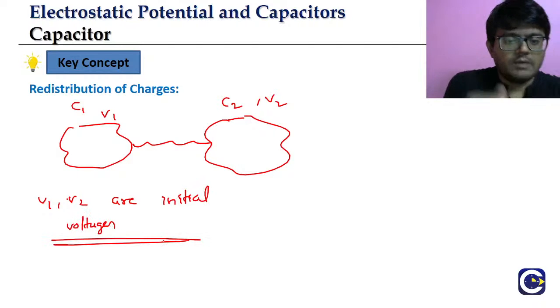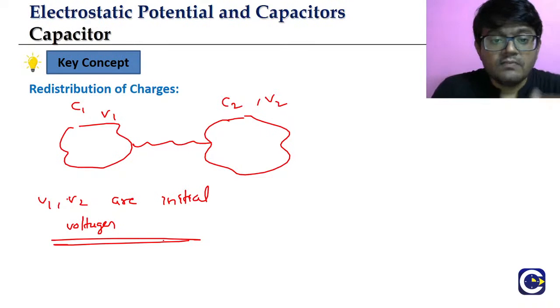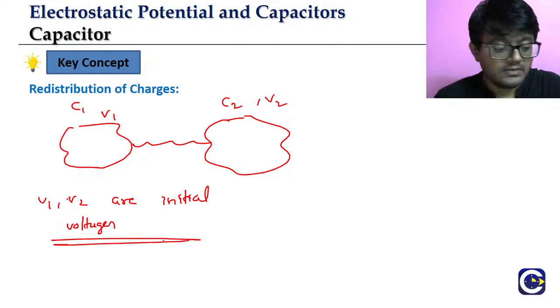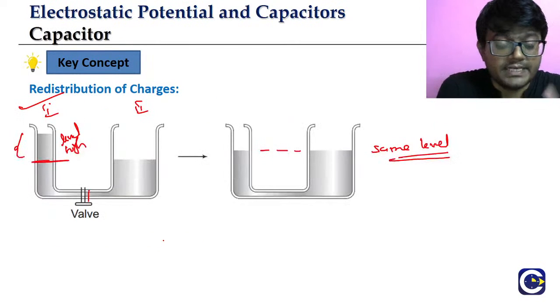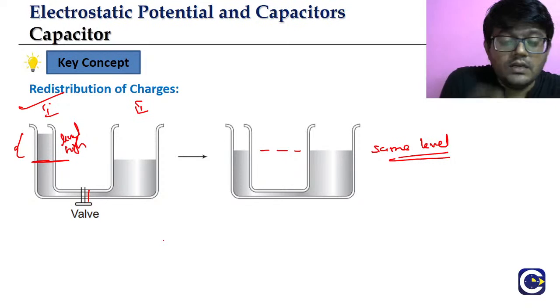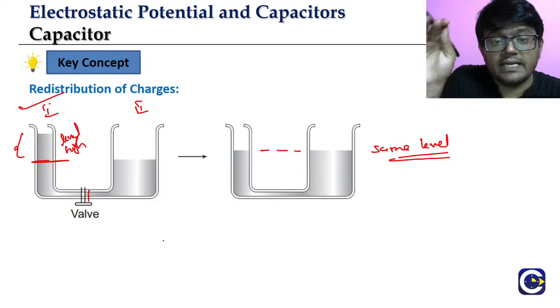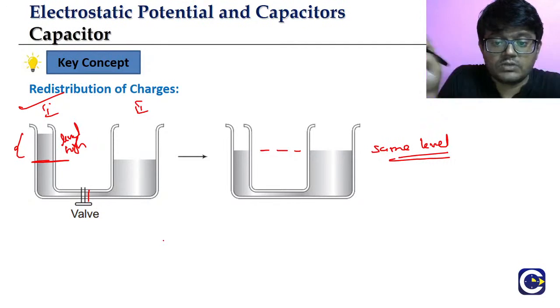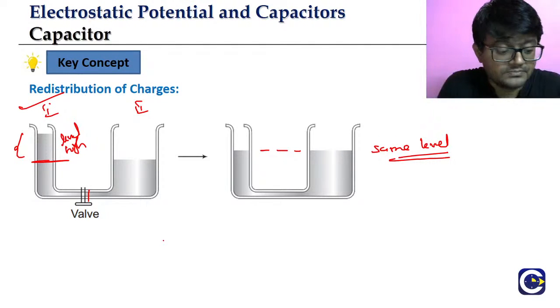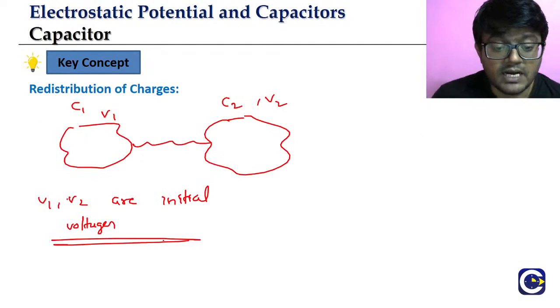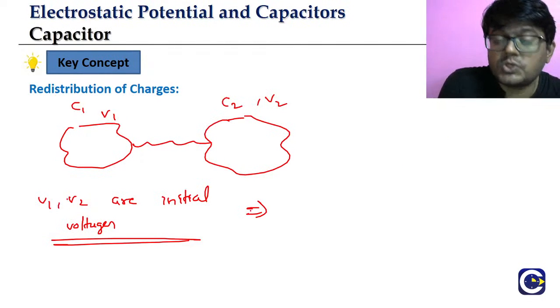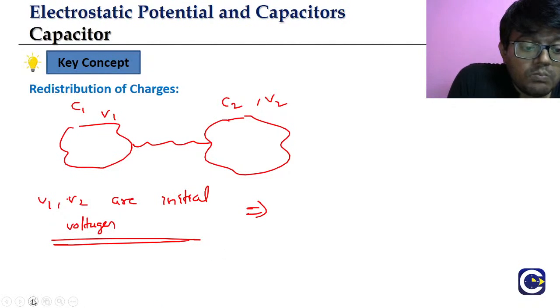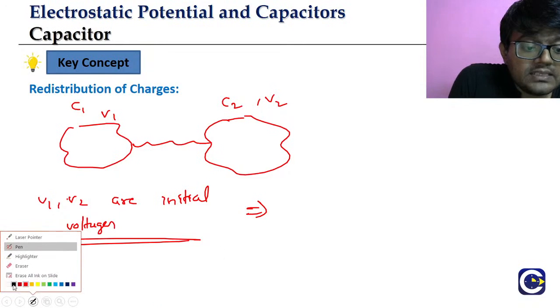Okay, if we connect both of them, we will see charge is going to redistribute till when? Like in the example we saw earlier, what is it? Water is moving till when? Till the water level in both the containers is the same. It is moving from this side till both of them have the same level of water. In electrical systems, the charge redistribution is going to happen till both the conductors have the same potential.